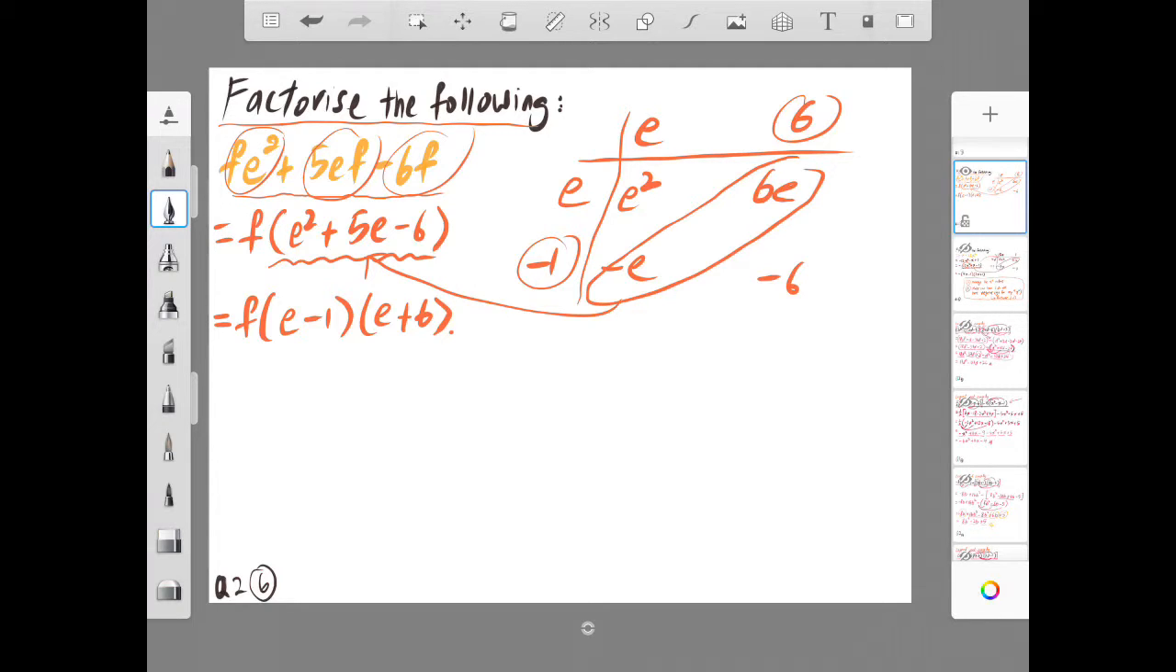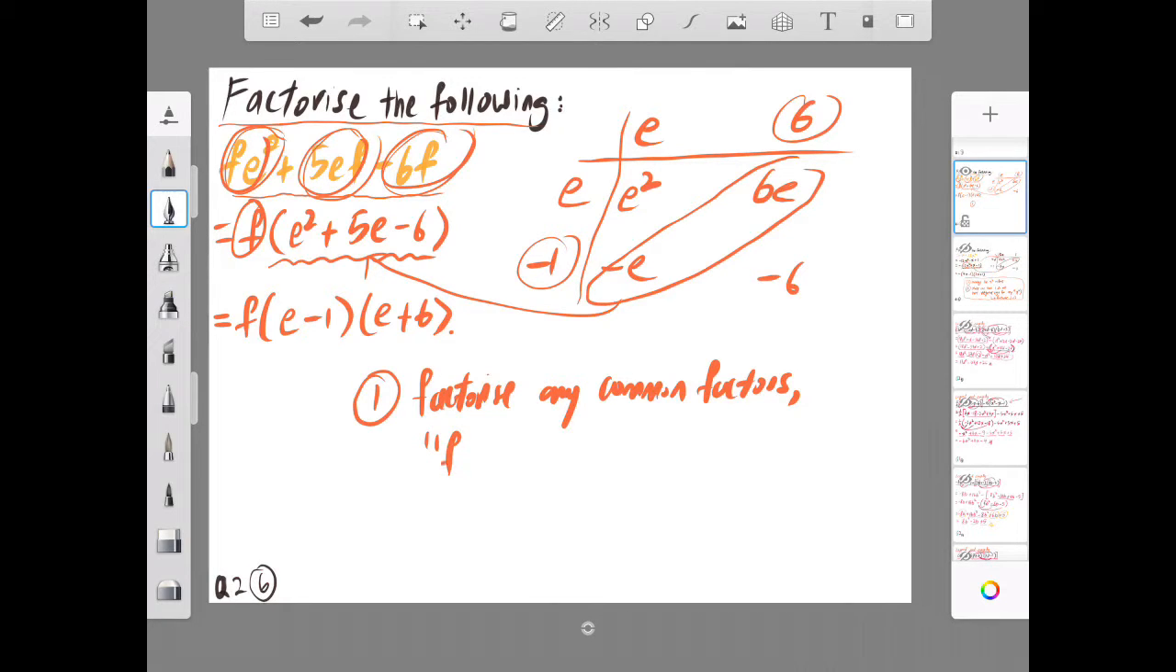Take note, for the previous question, I mentioned that I will arrange the x squared first. In this case, the e squared is in front, so I do not have to rearrange it. And the e squared is not negative in this case. But something unusual is that there's a common term in each of the terms here, so I will have to factorize out the f first. The first tip here is to take note that we have to factorize out any common factors, and in this example it is the f, before we do the multiplication frame.